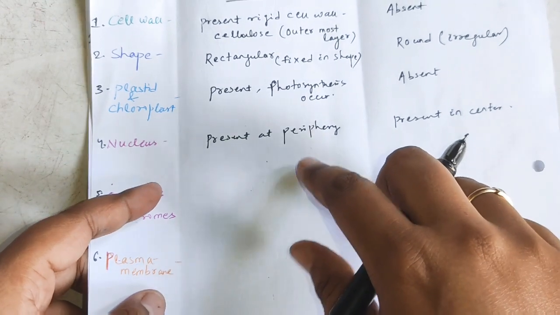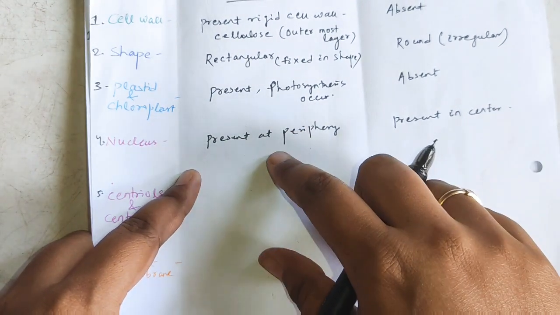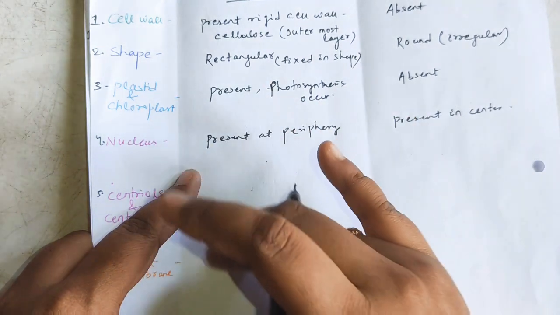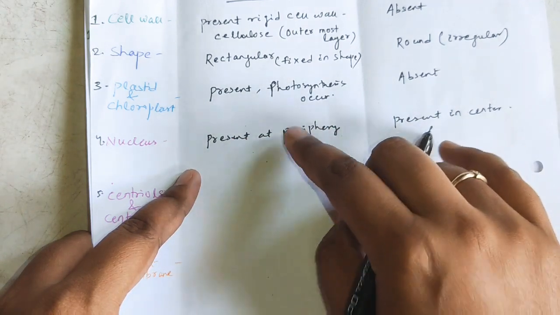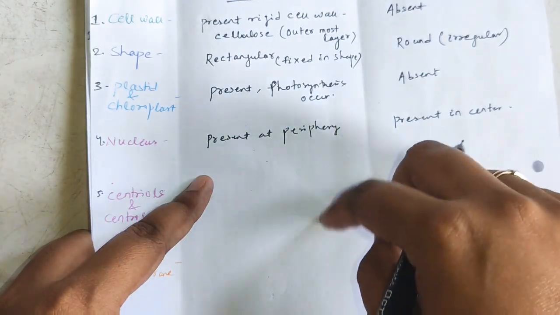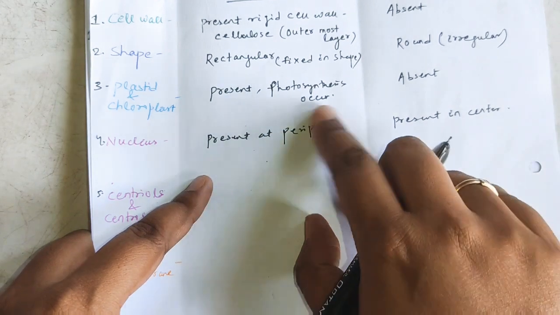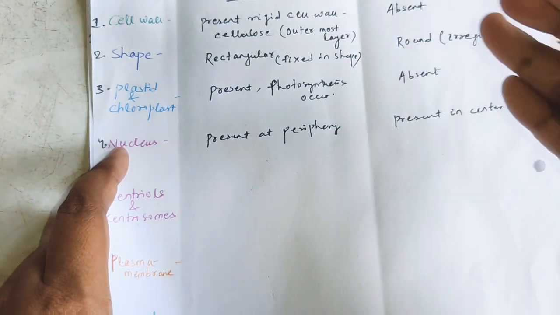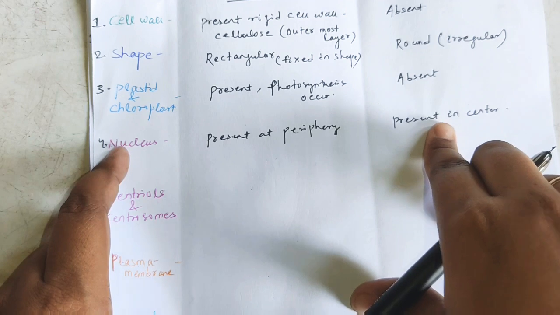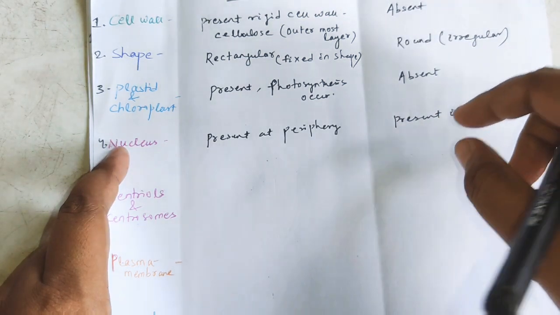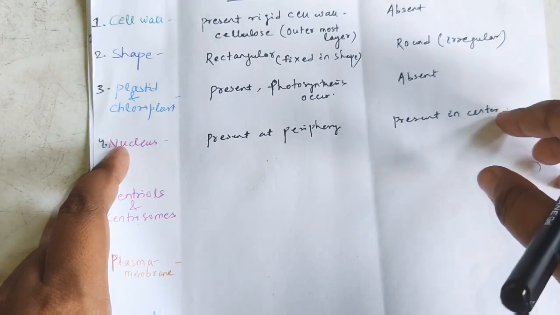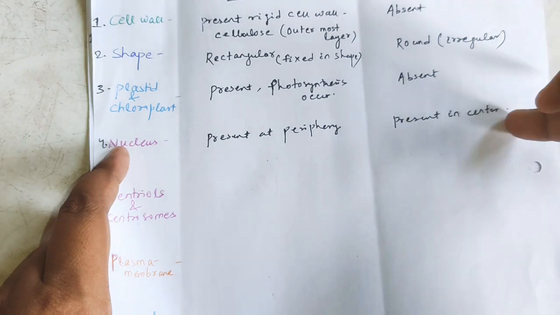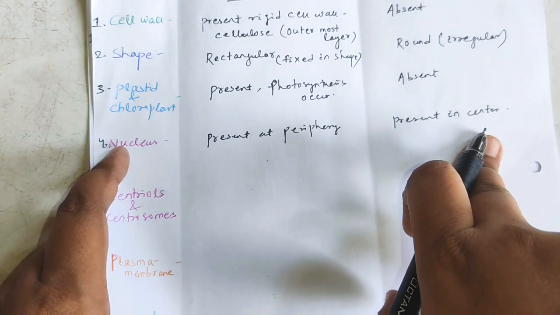Why is the nucleus present at the periphery here and at the center there? Because in plant cell, the vacuole occupies all the cell part. Inside the plant cell, a large vacuole is present. That's why the nucleus is present on the periphery region. And in case of animal cell, there are many multiple vacuoles, and they are small in size. That's why in case of animal cell, the nucleus is present at the center, the middle part.